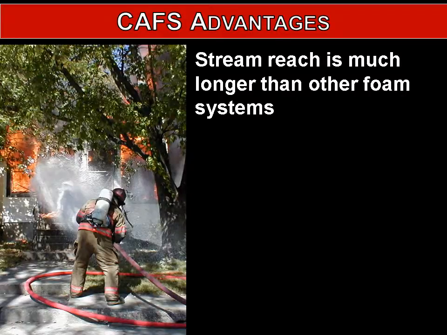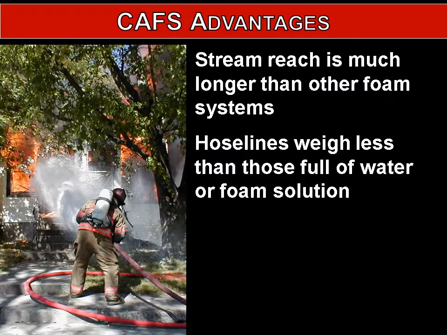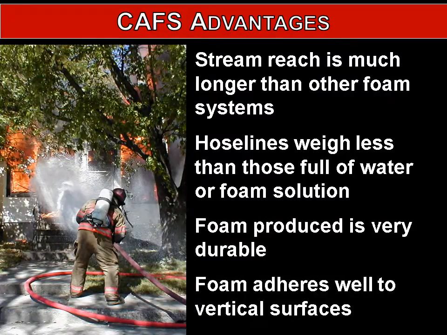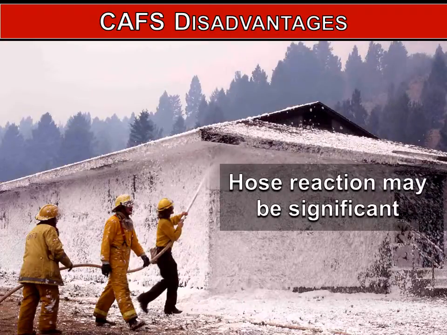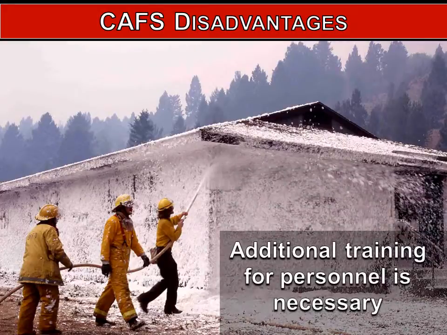The advantages of a CAF system is the stream reach is much longer than other foam systems. Hose lines weigh less than those full of water or foam solution. Foam produced is very durable. Foam adheres well to vertical surfaces, so you can use it for protection or exposure protection. Your disadvantages: expense, it adds to the cost of maintenance of the apparatus. Hose reaction may be significant. Additional training for personnel is needed.